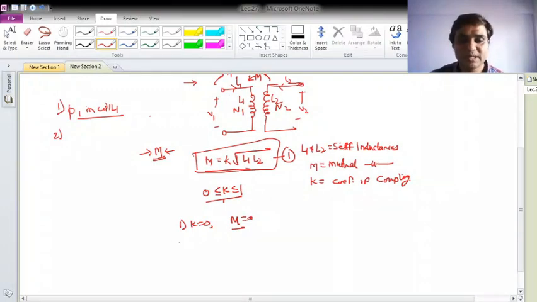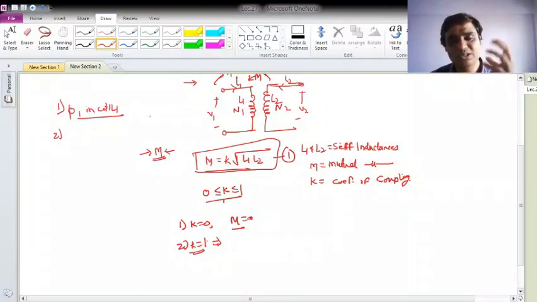The next extreme case is K equal to 1. If K is equal to 1, both the coils are perfectly coupled. So whatever flux is produced in coil L1 will be magnetically coupled with coil L2, right? Practically it is not possible, it is not usual, as some of the flux leaks out to other magnetic substances. So generally the value of K has to be less than 1.